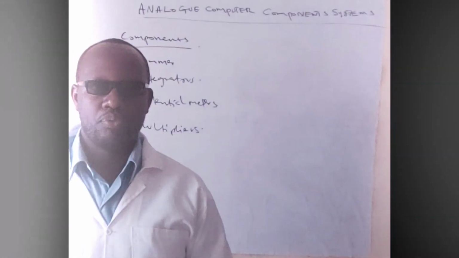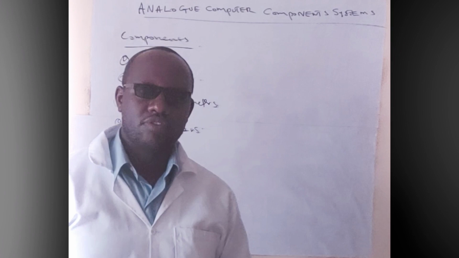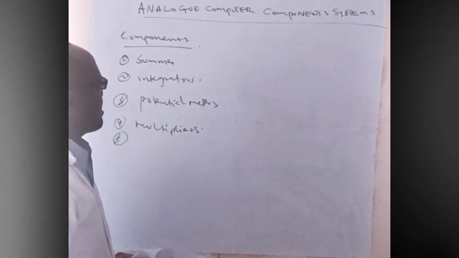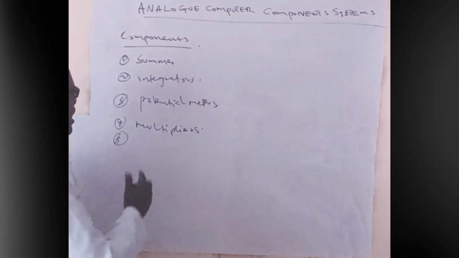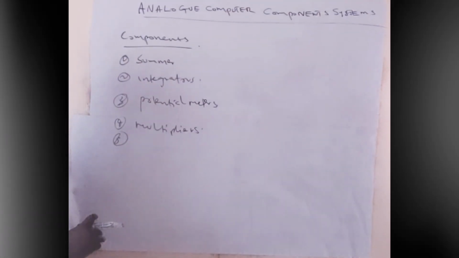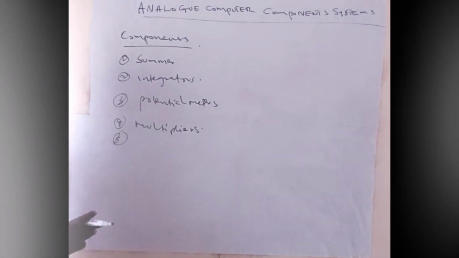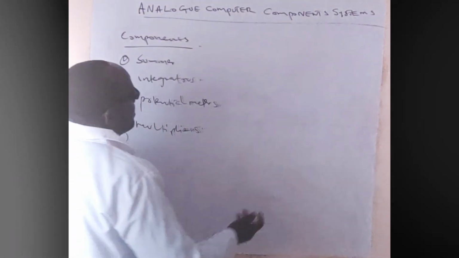network, computer, components, and in our lessons we are going to narrow ourselves to the symbols. So the components that are usually found in the analog computer are the summer, the integrators, multipliers, and even the potentiometers. So in these lessons we shall look at the symbols.